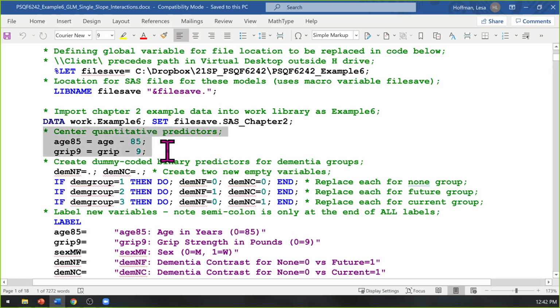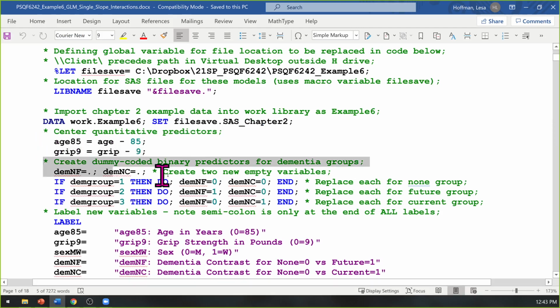So step 1 here, I'm going to center my quantitative predictors. You will get a chance to practice this yet again in homework 6. My naming convention is to take the centering constant and stick it at the end of the new variable name. So age85 is the new column that contains the original age column minus 85. So 85 is going to be my reference point here for the intercept for these models. Likewise, group9 is being created from the original group column, subtracting 9.